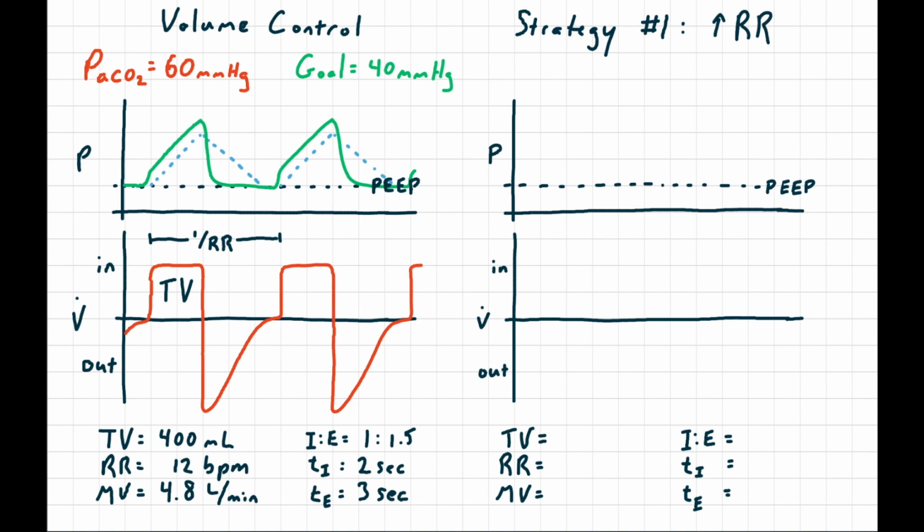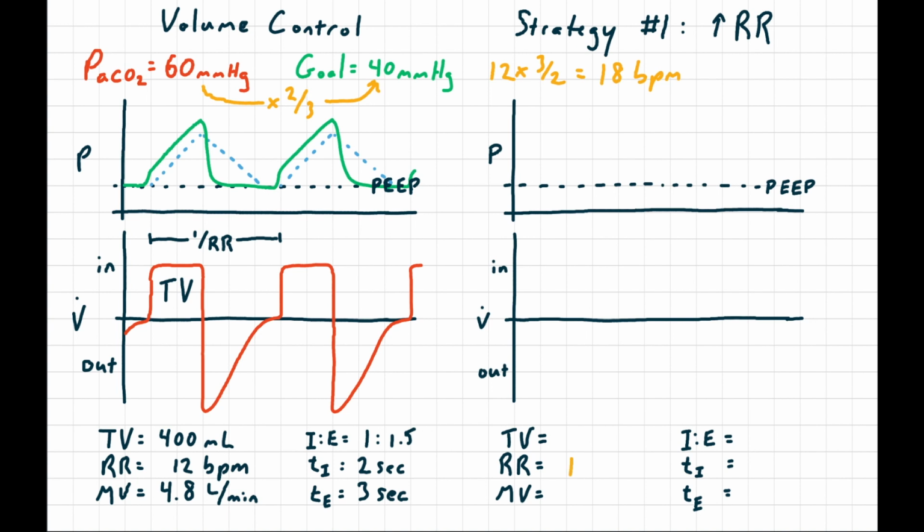Well, if your current PaCO2 is 60 millimeters of mercury, and you want to take it down to 2/3 of that value, which is 40 millimeters of mercury, you will have to increase the respiratory rate by the inverse of 2/3, which is 3/2. So if our respiratory rate is currently 12, our new respiratory rate is going to be 18 breaths per minute. So what do the rest of our ventilator parameters look like when we make that change?